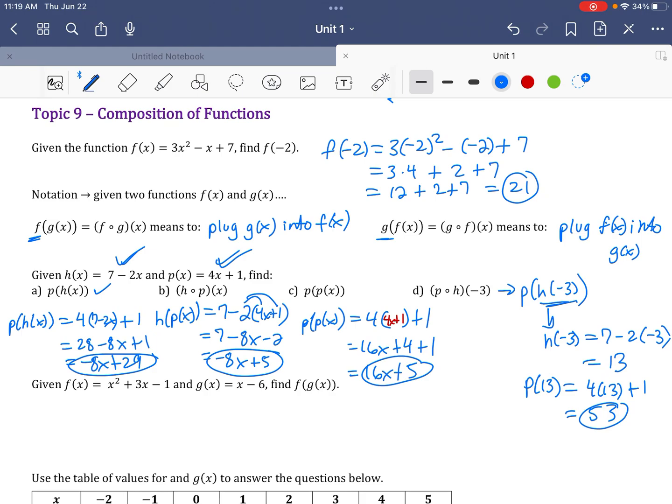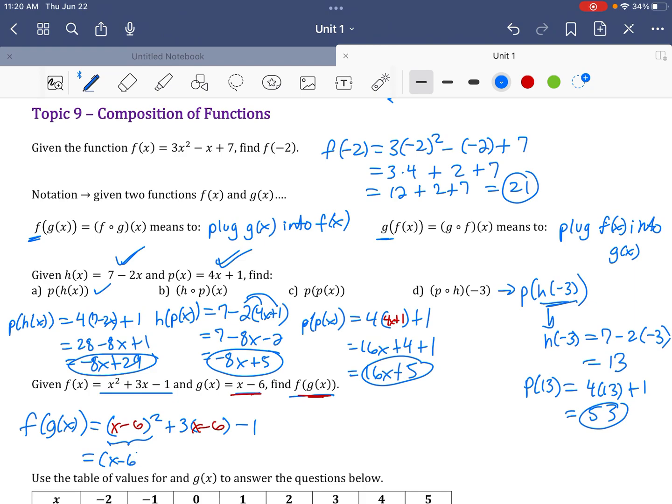All right, so these problems do get a little bit harder sometimes when your functions are a little bit more complicated. So this problem says f of x is x squared plus 3x minus 1, and g of x is x minus 6. I am being asked to do f of g of x. So f of g of x means I'm taking this function and in place of x, I'm putting x minus 6. So I got something squared plus 3 something minus 1. So in those blank spots, I'm going to be putting g of x, so x minus 6.